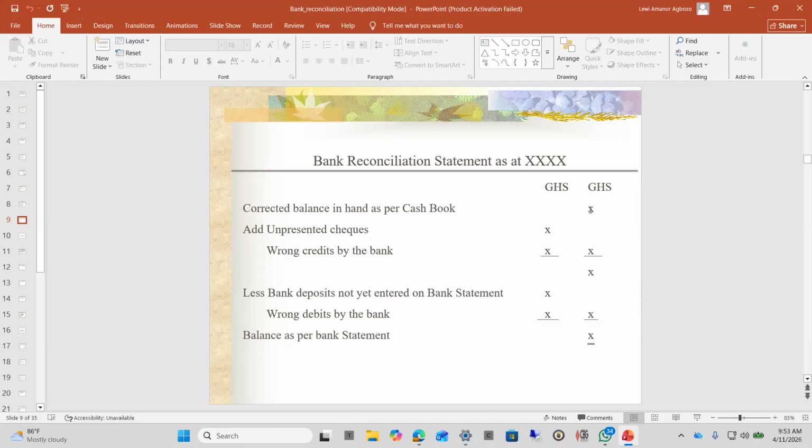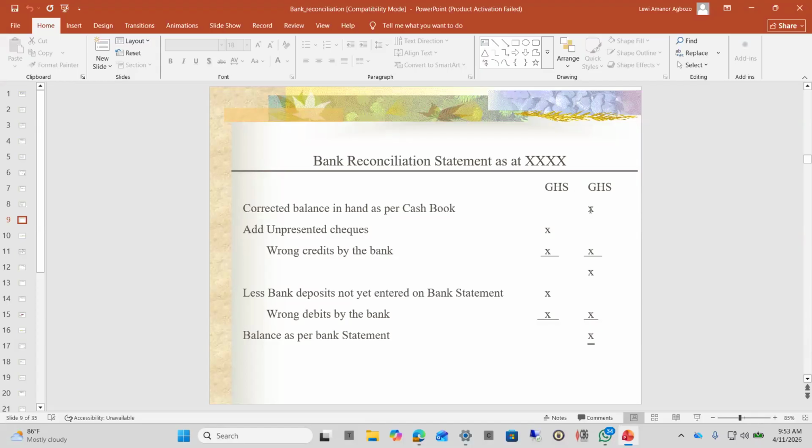There are credits that the bank has credited to your account, meaning the bank has received something on your behalf. But you yourself don't have it in your cash book, and you want the cash book to balance with the bank statement. What do you do? You add it to the cash book, and it will be equal to the bank statement.